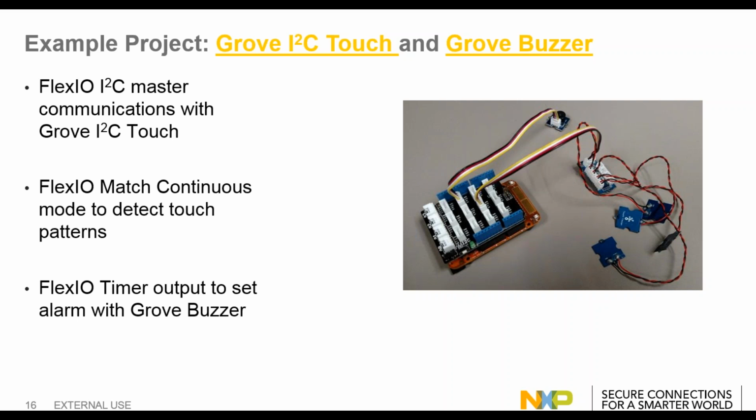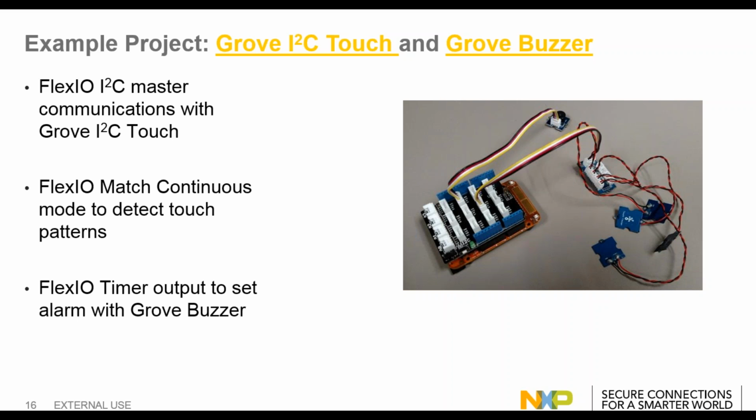Besides that capability of just interfacing to the sensor, if you recall from the Part 1 webinar, once you get FlexIO data in, there are logic and state machine mode capabilities. And in this example, we use the match continuous mode to detect touch patterns. The match continuous mode of the FlexIO streams data into the FlexIO, and if a certain value is captured in this stream of data, it will toggle a status flag in the FlexIO itself. And so this allows you to do pattern recognition.